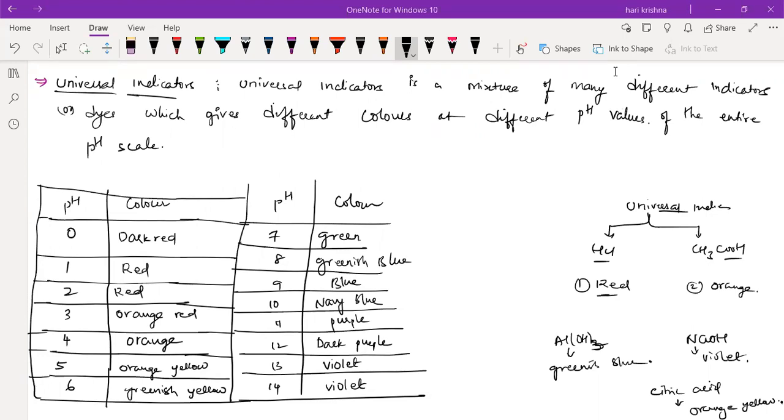Sir, if the universal indicator is greenish yellow, and we get a value of 6, then the color doesn't change? No, the color will be green only, right? Universal indicator. Okay, so there should be a difference. If the value is 6, it will show greenish yellow. If the value is 8, it will show greenish blue color. You can observe a little difference.